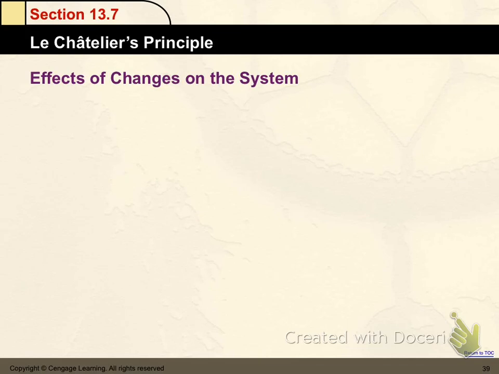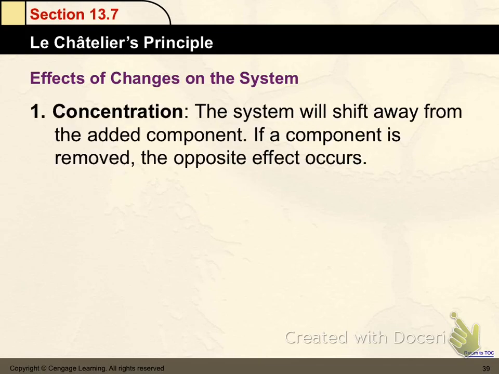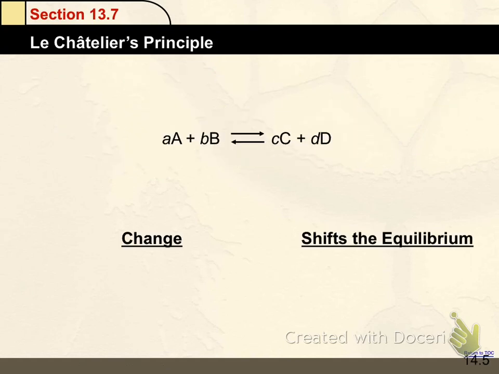All right. So there are a couple of different ways that we can change the equilibrium. Way number one, let's alter some concentration. Here's the rule. The system is going to shift away from the added component. If a component is removed, the opposite effect occurs. Let us take a look. Here's a particular reaction. We've got A, B, C, and D. We see this reaction a lot. I'm really wondering what C and D are.